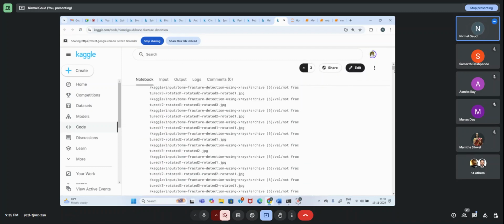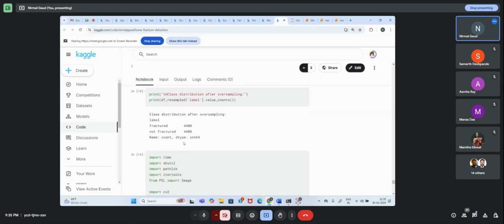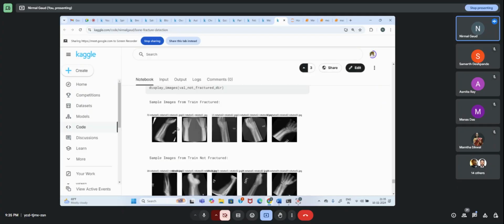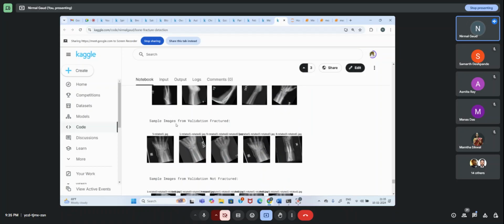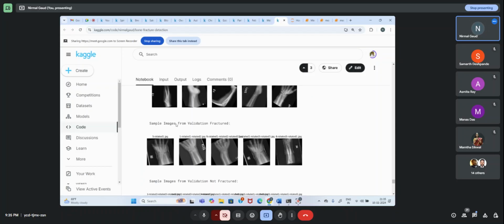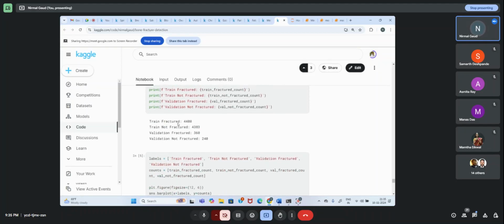For example, I have images of bone fracture, X-ray images. This is how the images look. How many images do I have for fracture and non-fracture? I have 4,383 non-fractured images, and this is the validation set. That means 4,000 plus images I have here in training.